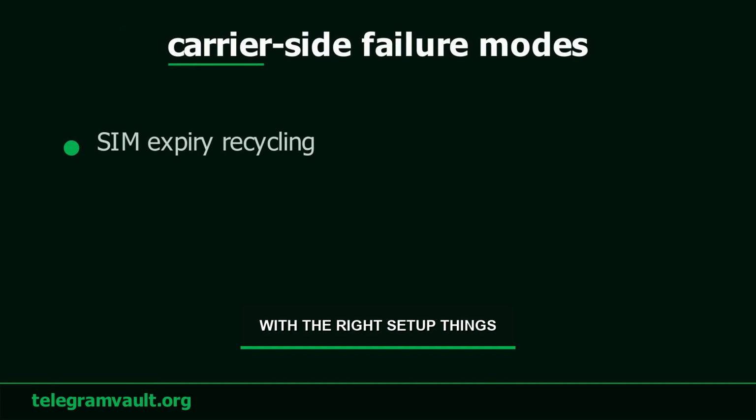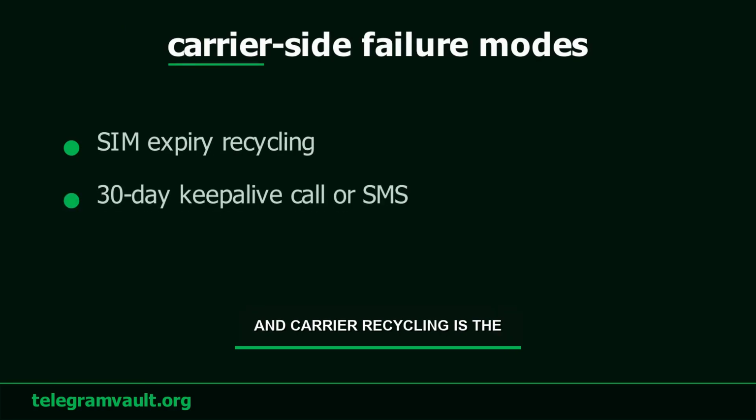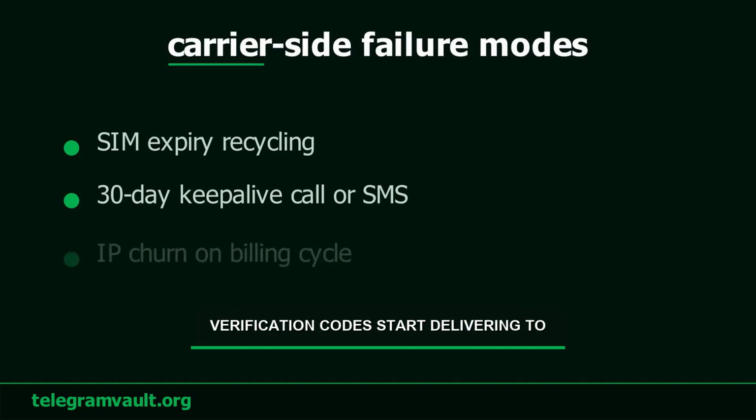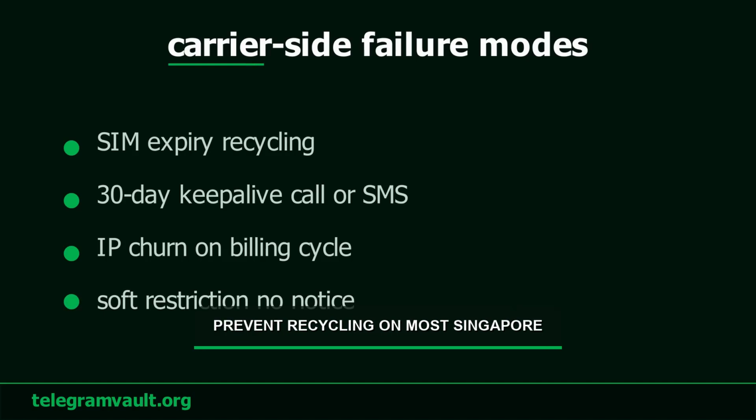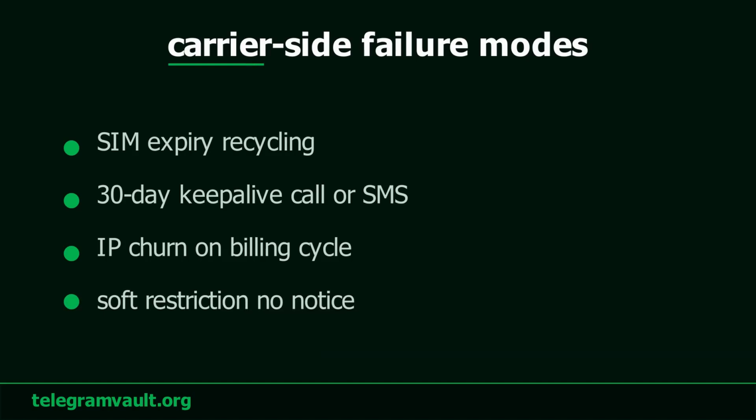Even with the right setup, things break, and these are the failure modes we actually see on the farm. SIM expiry and carrier recycling is the first. If a SIM goes dormant, the carrier can reassign the number, and then Telegram's verification codes start delivering to the new owner. A single voice call or SMS every 30 days on any SIM you're not actively using is enough to prevent recycling on most Singapore carriers.